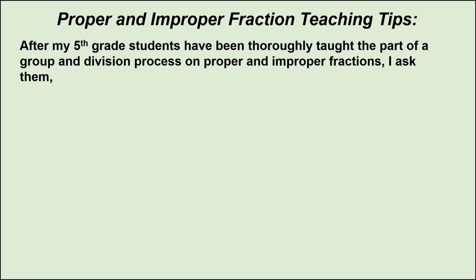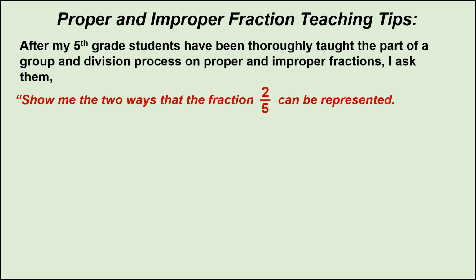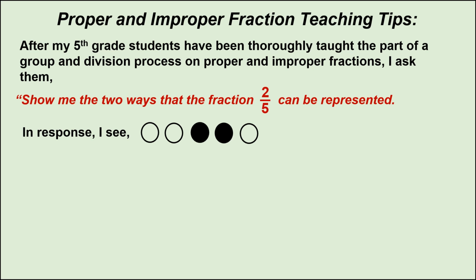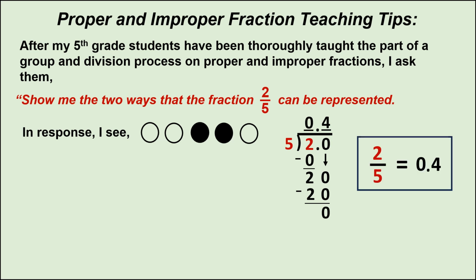After my 5th grade students have been thoroughly taught the part of a group and division process on proper and improper fractions, I ask them, show me the 2 ways that the fraction 2/5 can be represented. In response, I see the part of a group representation, 5 total objects of equal size with 2 objects shaded. The division representation, the proper fraction is rolled to the right and correctly divided to compute an equivalent decimal quotient of 0.4. I also see the equivalency written 2/5 is equal to 0.4.